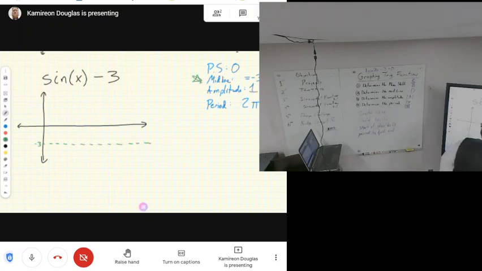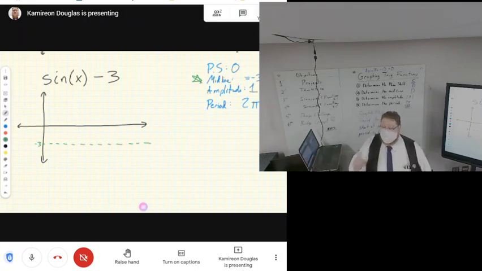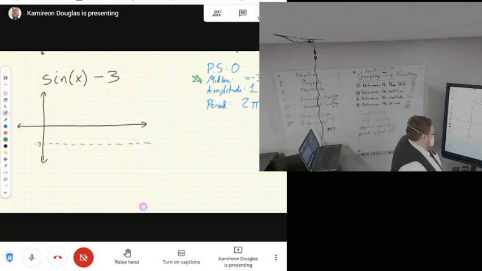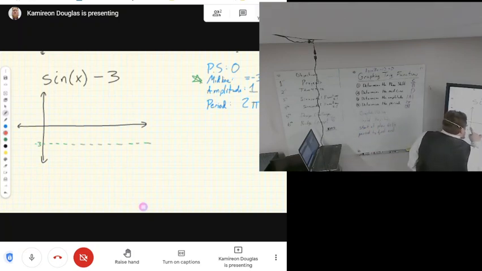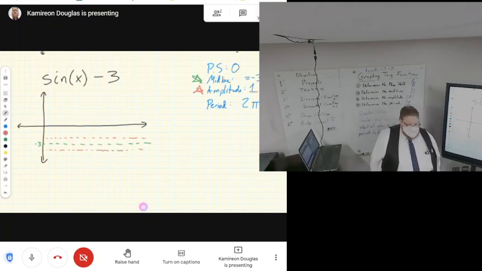So, boom. What's the amplitude going to do? No. It's always off of the midline. So if the amplitude's 1, it's going to go up to -2 and go down to -4. So I come here. In red, there's my amplitude. Remember, amplitude is how far it goes up or down from the midline.